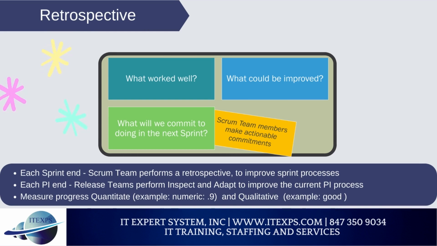Retrospective. Each sprint and Scrum team performs a retrospective, to improve sprint processes. Each PI and release teams perform inspect and adapt to improve the current PI process. Measure progress quantitative example numeric and qualitative example good.